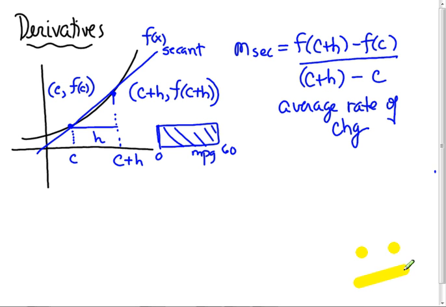So, what's the difference between this and instantaneous? What do we want H to do? Go to zero.